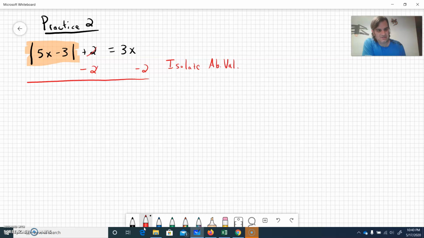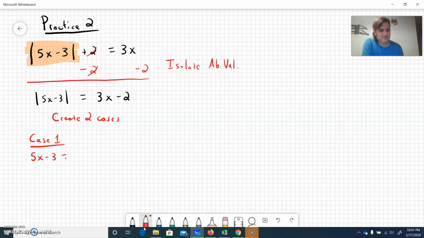Of course, the 2's cancel out on the left-hand side. But now we have the absolute value of 5x minus 3 equal to 3x minus 2. And those are not like terms, so they don't combine. So we're at the point where our absolute value is completely by itself. So we're going to create two cases. So case 1 assumes the absolute value, or what's in there, is already positive, so we just drop the bars.